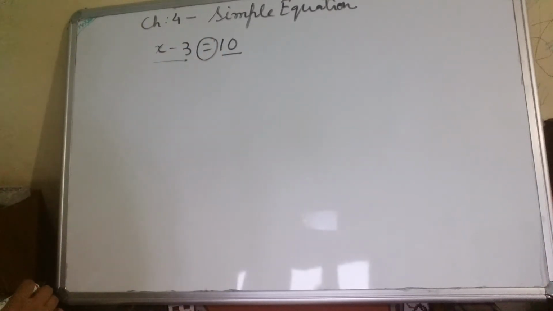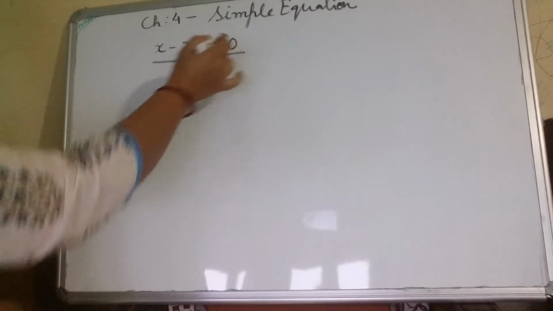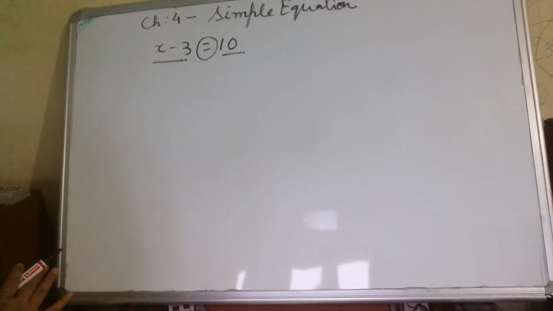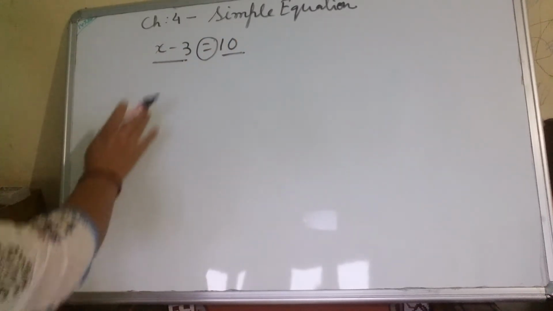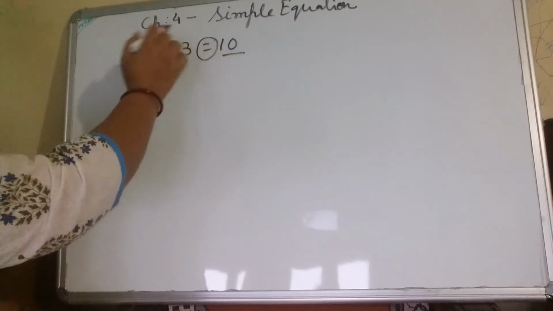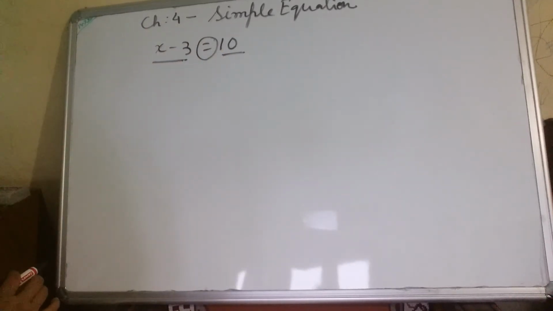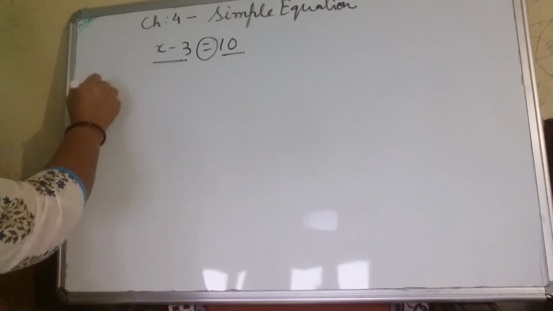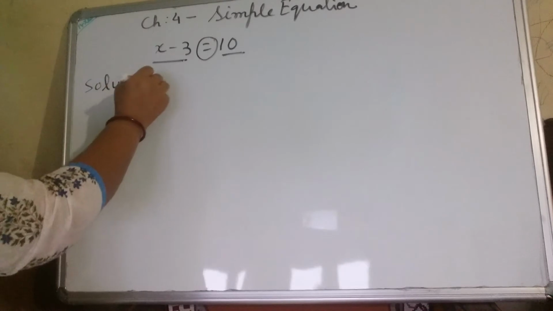So an equation is a condition on a variable. That condition is that two expressions should have equal value. This means this and this will have equal value, and at least one of these expressions should have a variable. Now, how to solve this equation? Solving an equation.